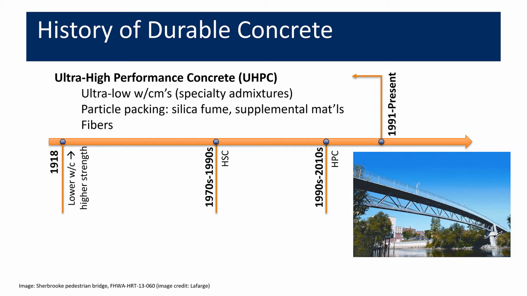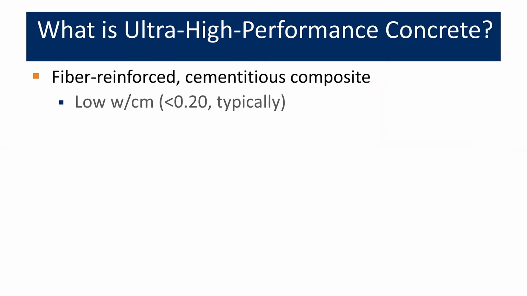So as you can see from our timeline here, ultra high performance concrete's been around since the 90s, but to date it's seen limited implementation, and that's largely because of a high cost, and also as a result of a lack of specifications and design guidelines. But that's starting to change, and again, we'll come back to that as we go through this. So, summarizing that, what is ultra high performance concrete? Well, it is a fiber reinforced cementitious composite with a low water cement ratio.